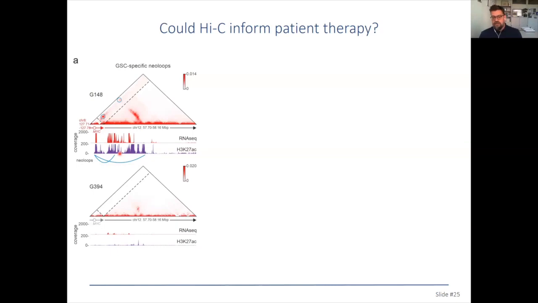This is all nice and good, and it's good for the biology understanding of these tumors and generally the evolution of the tumors. But are there chances that one can use Hi-C diagnostically to inform therapy, like in the example that Kristen described previously? Now, we have 1 patient out of the 28 that showed really high expression of MYC. And we looked into this patient. So this is the glioblastoma stem cell line 148.